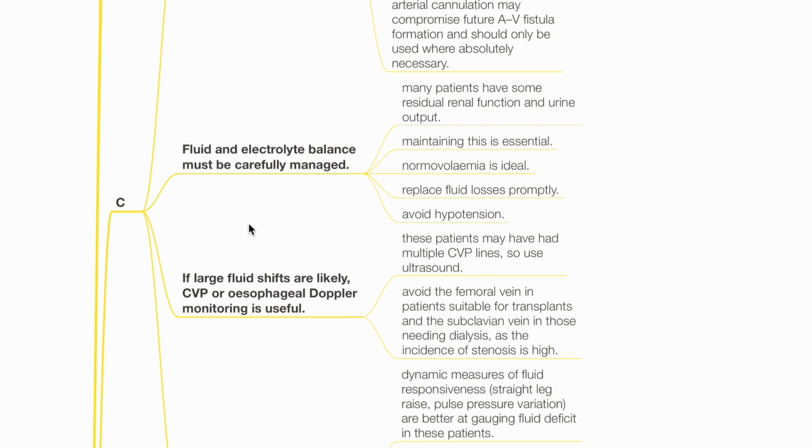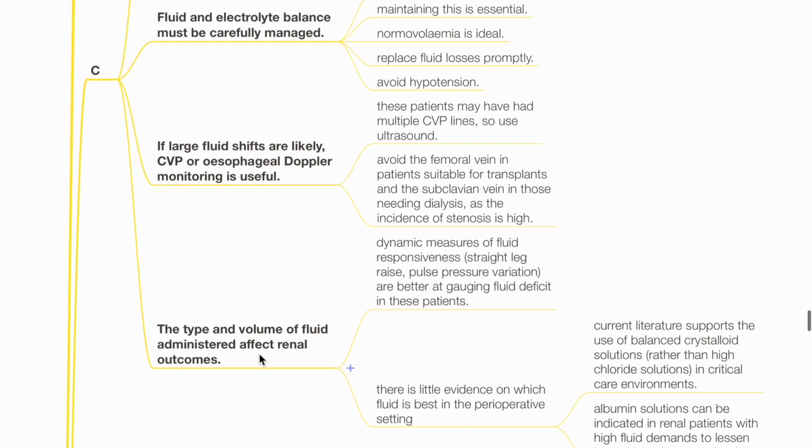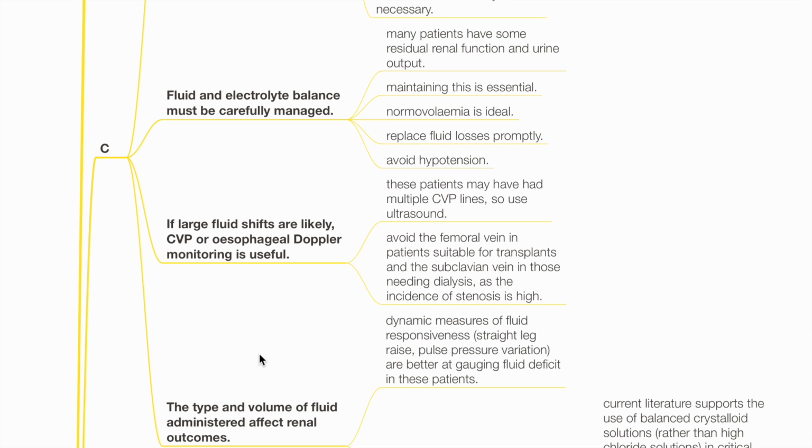Maintaining this is essential. Normal volemia is ideal. Replace fluid losses promptly and avoid hypotension. If large fluid shifts are likely, CVP or esophageal Doppler monitoring is useful. These patients may have had multiple CVP lines, hence use ultrasound.